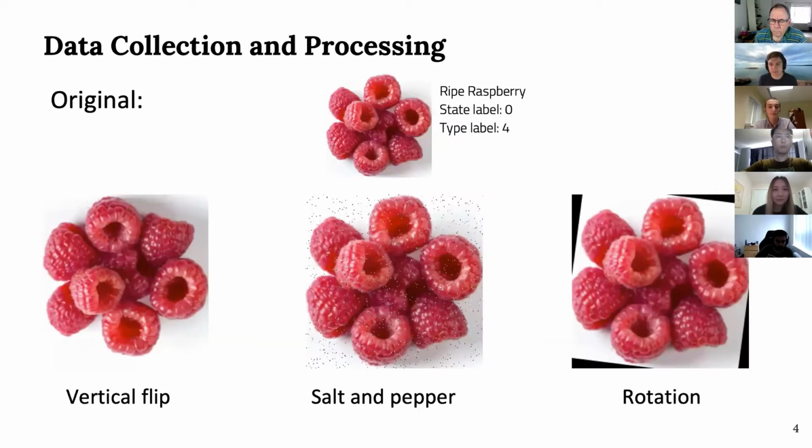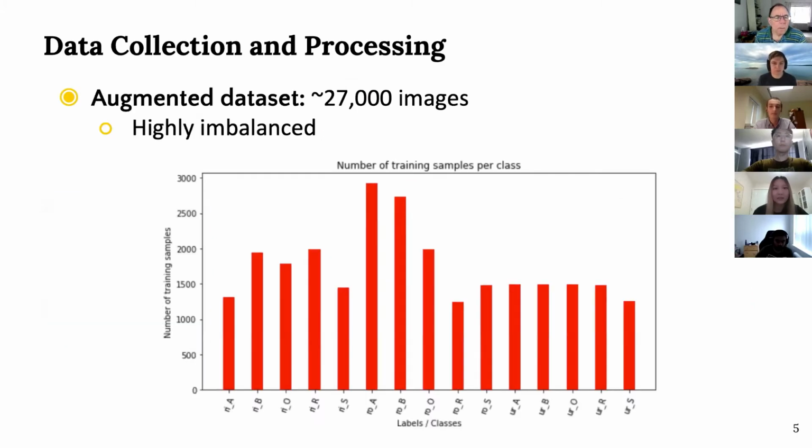So here's a quick example applying some transforms and showing what our input data looks like. At this point, our dataset had around 27,000 images, but there's clearly some imbalance.